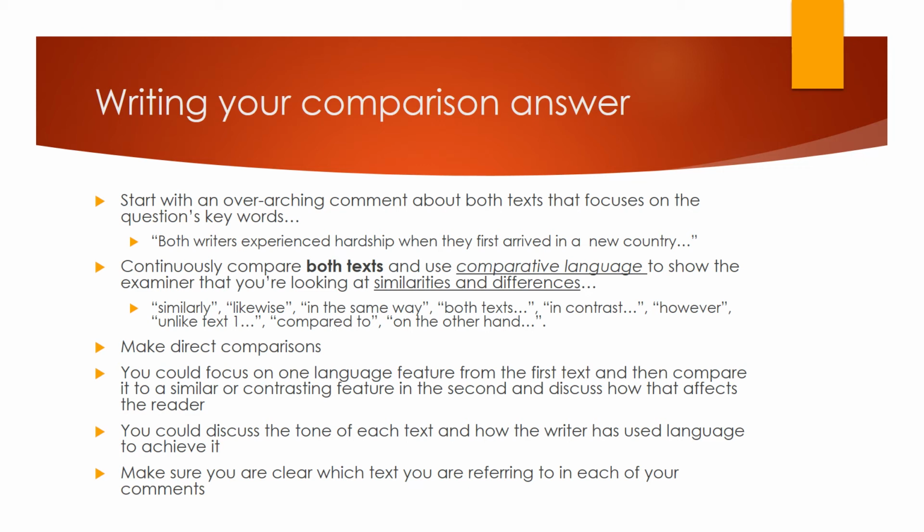You can make direct comparisons as well as indirect comparisons. It could be things that are in black and white in the text, or it could be just an understanding you get from both of the writers. You could focus on one language feature from the first and compare it to the second one, perhaps saying how that affects the reader. You can discuss the tone, but make sure you're clear which text you're referring to in each of your comments, because if you say one text has got something and the other one hasn't, you want to make sure you don't get those the wrong way round.